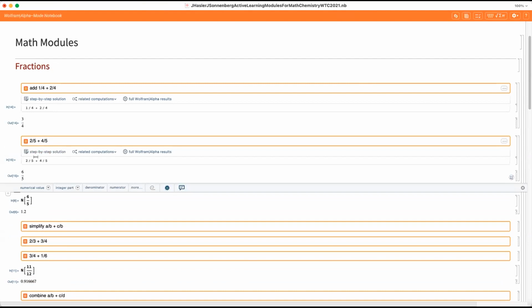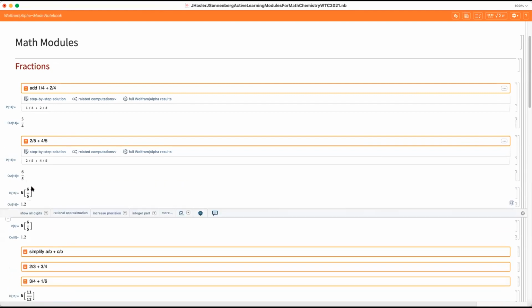And then if we notice here, there's this input output suggestions. On this output 6/5, we can get the numerical value. I already have that here, but I can show what this does. So we press that and we get that 6/5 is approximately 1.2.